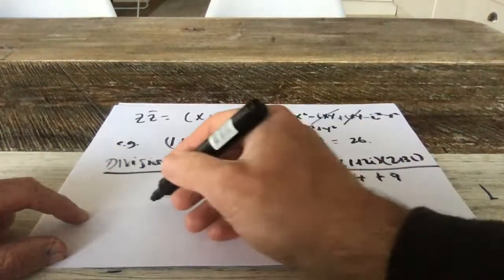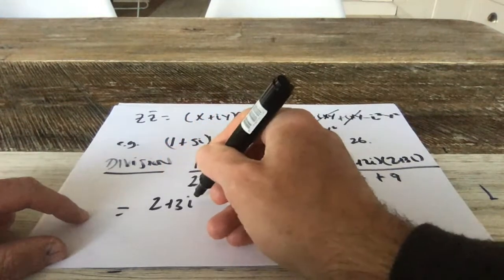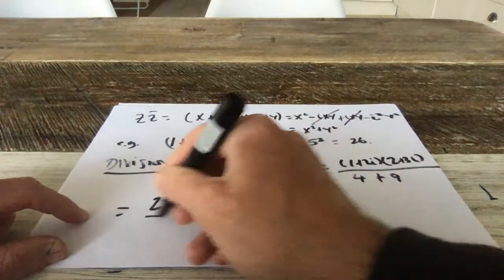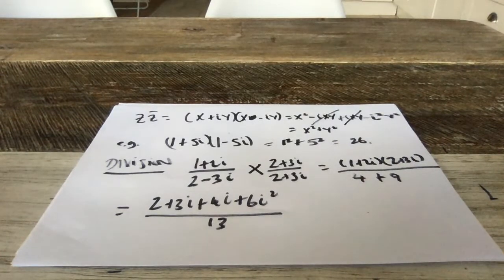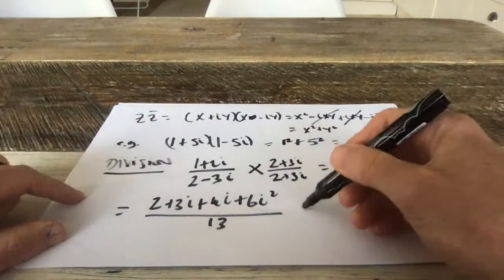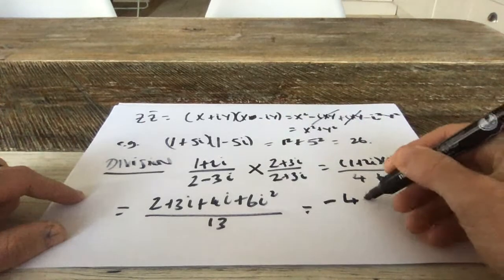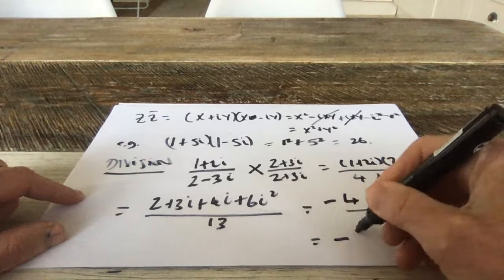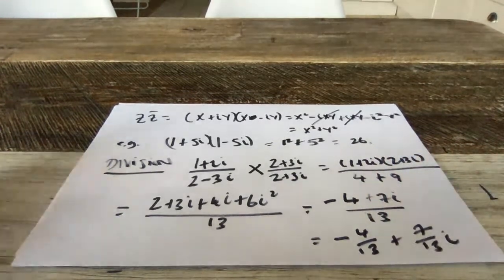Then you multiply above the line, and you get 2 plus 3i plus 4i plus 6i squared, all over 13. I just multiplied that out, and i squared is minus 1, so you get minus 4, because minus 6 plus 2 is minus 4, plus 7i, over 13. You can then write that as minus 4 over 13 plus 7 over 13 i.